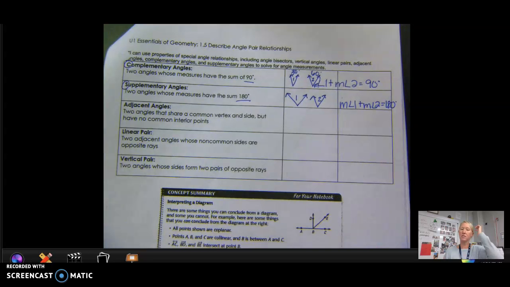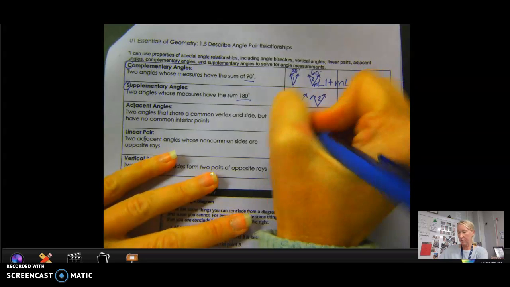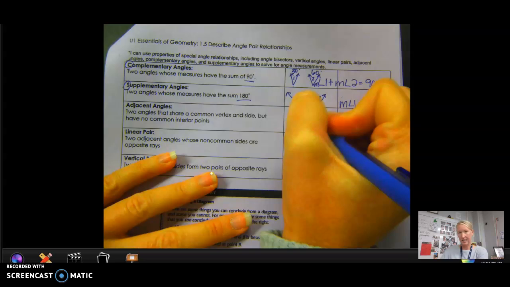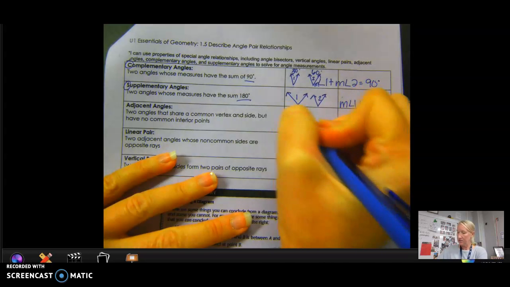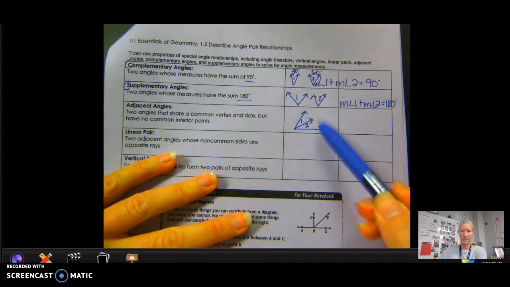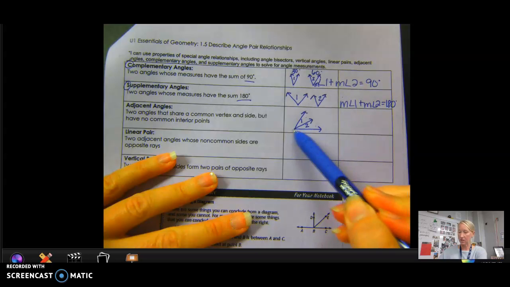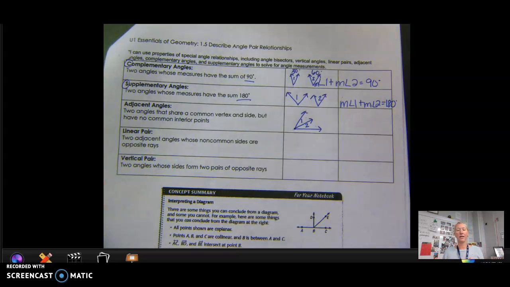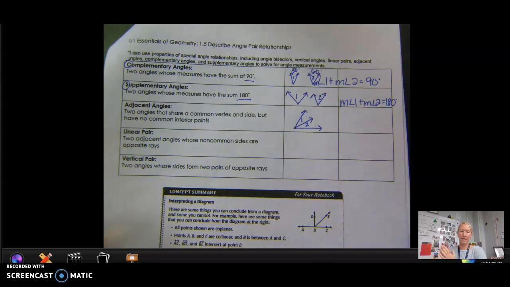Adjacent angles are two angles that have a common vertex and a common side but have no common interior points. So if I were to draw one angle and put a ray inside that, this angle 1 is adjacent to angle 2 because they share a common side and a common vertex. Adjacent means next to. So like if I had a person that was sitting next to me, that person would be essentially adjacent to me. Okay? So that's what adjacent angles are, right next to one another.